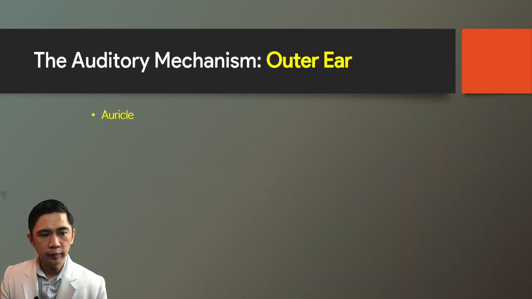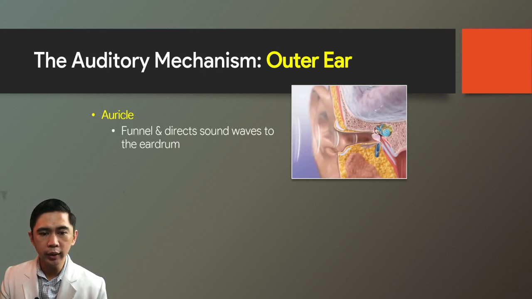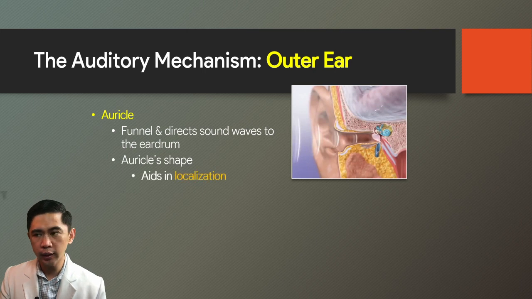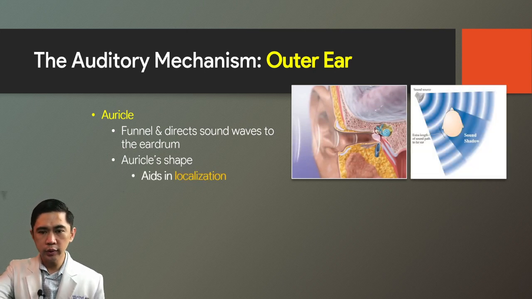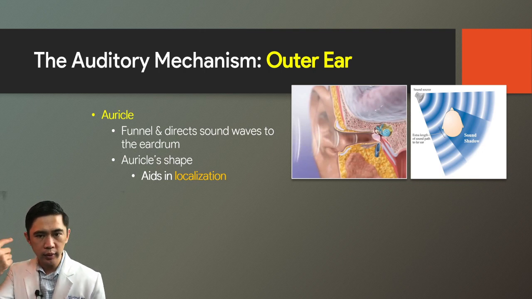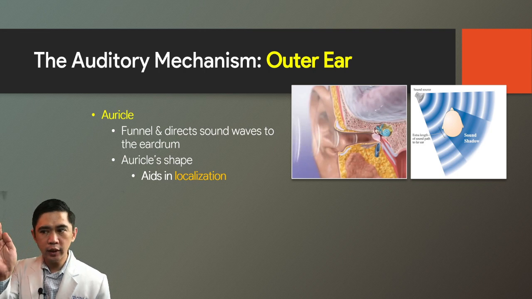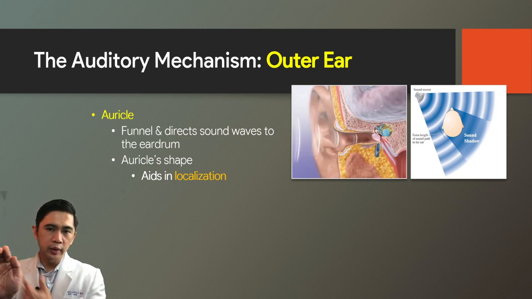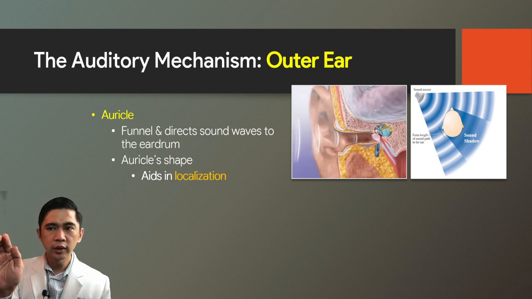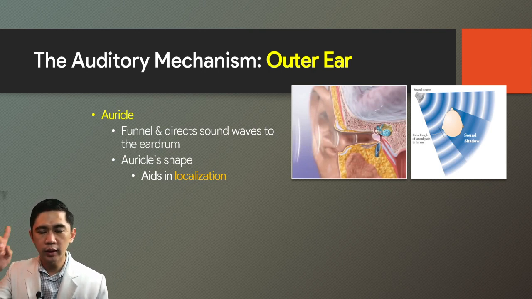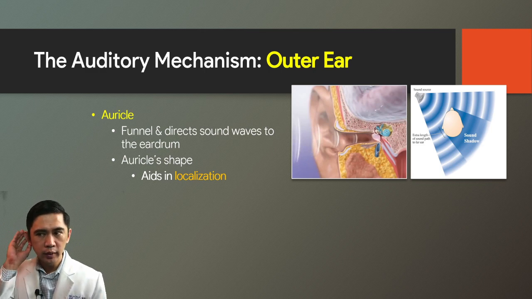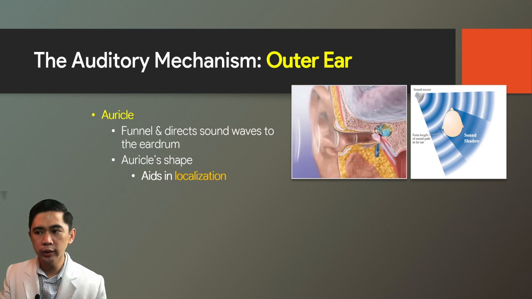So in the outer ear auditory mechanism, the auricle contributes to hearing when it funnels and directs sound waves to our eardrum. And the auricle shape is very important in localization. When we hear a sound source coming from the front, our ear will actually funnel it and direct it into the ear canal. However, when we hear the sound at the back, the auricle, being shaped like this, will actually deflect most of the sound waves, and our brain will know whether the sound is coming from the front or the back because of the shape of the auricle. This is more noticeable when you are closing your eyes.